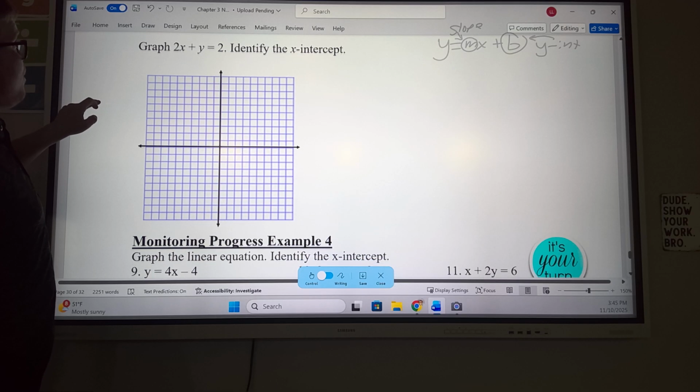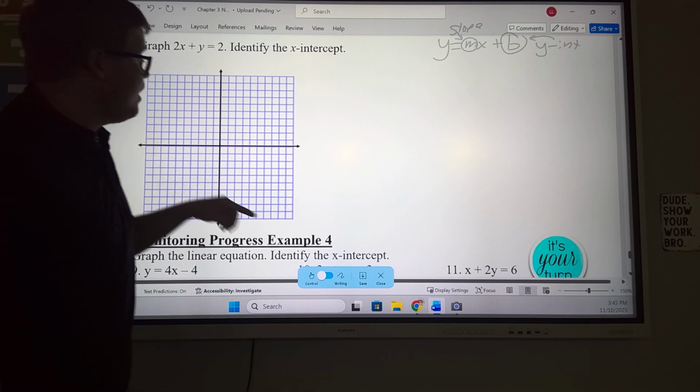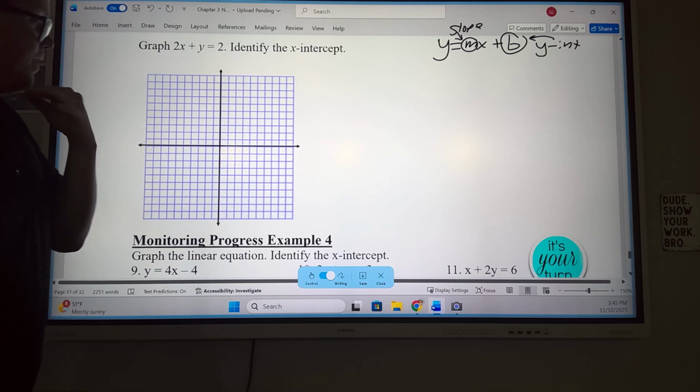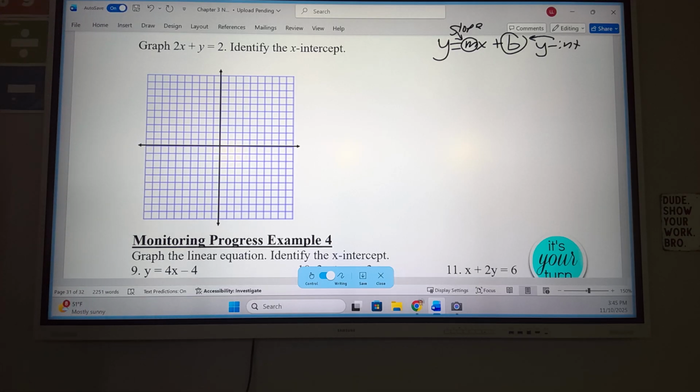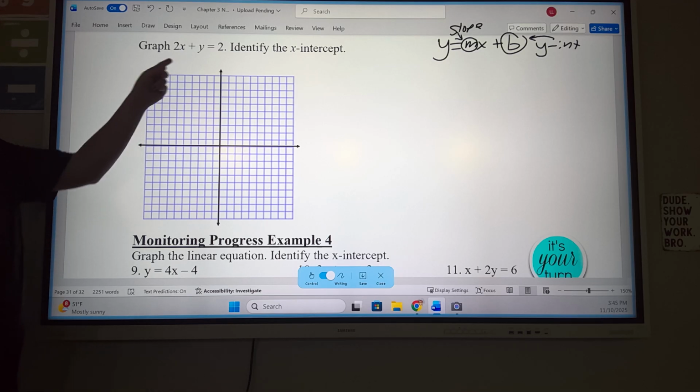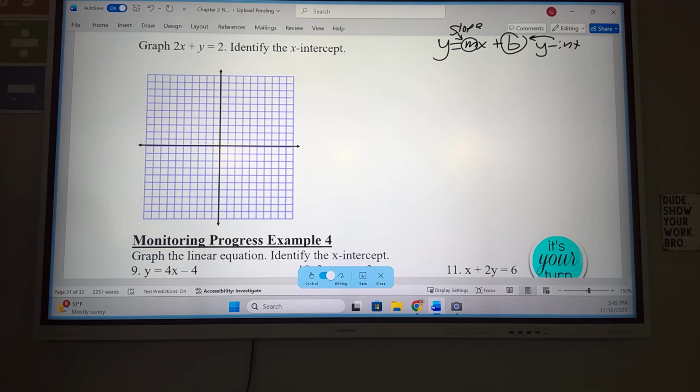Okay, this one says graph 2x plus y equals 2 and identify the x-intercept. In this situation, we have two options. The first option is A, we can graph with standard form, which in my opinion, when it's in standard form and we have an even number there, it's probably going to be easier than slope-intercept form. But I'm going to show you slope-intercept form because if there's an equation already in slope-intercept form, like number 9 down here that you're going to have to do, then it's going to be easier after you know how to graph it in slope-intercept form.